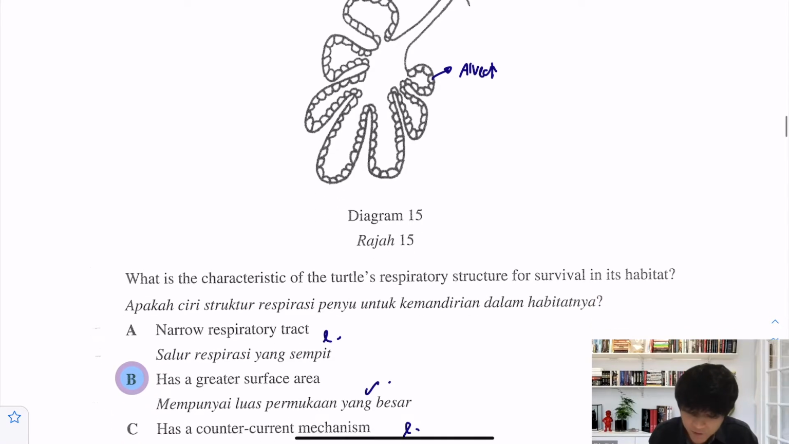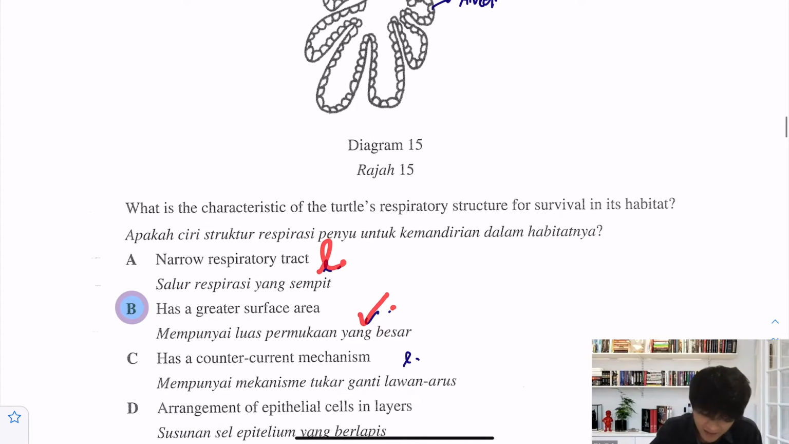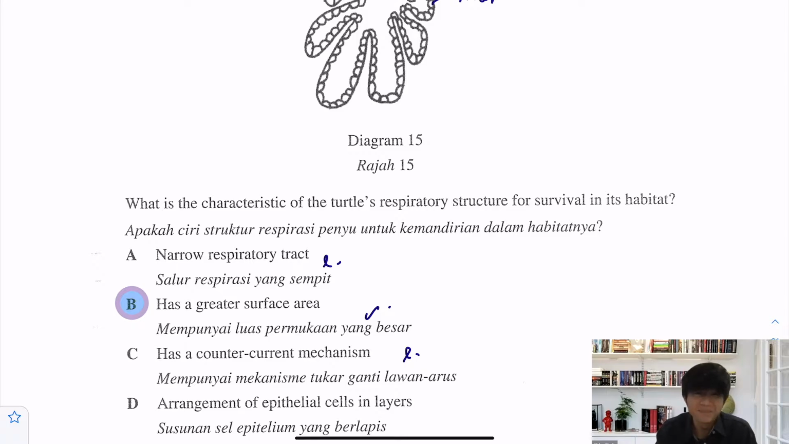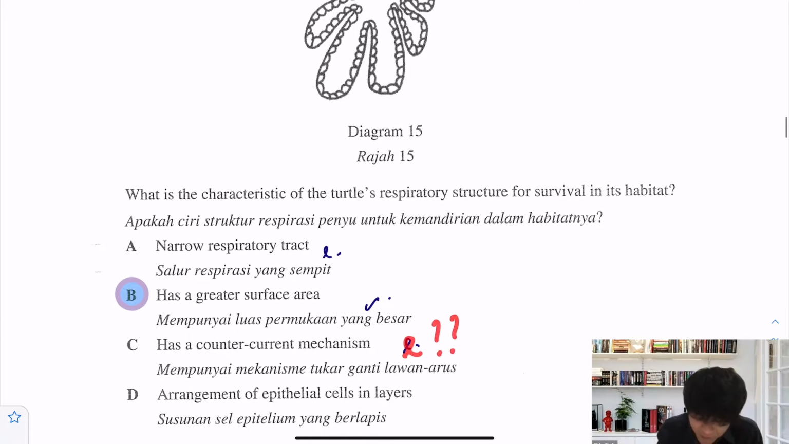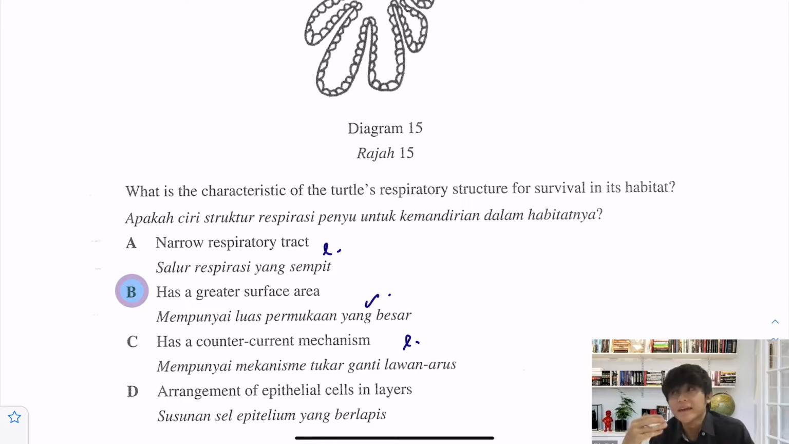What is the characteristic? Narrow respiratory tract, I don't think it is narrow. If it's narrow, less oxygen is going to come in. That is not an adaptation. That's wrong, yeah. Has a greater surface area, as what I mentioned, right? Yes, it does. Has a counter current mechanism? Nope. Arrangement of epithelial cells in layers? It does not really justify why it increases the oxygen going in.